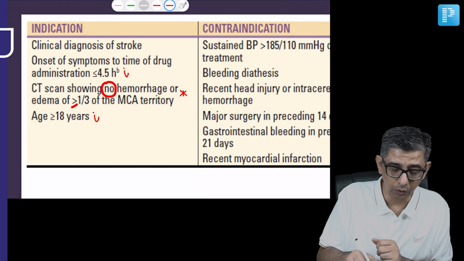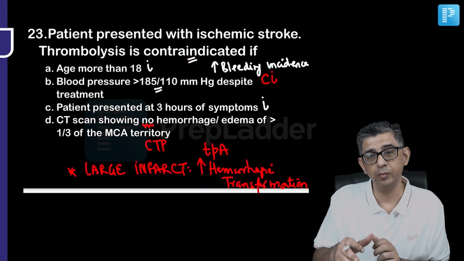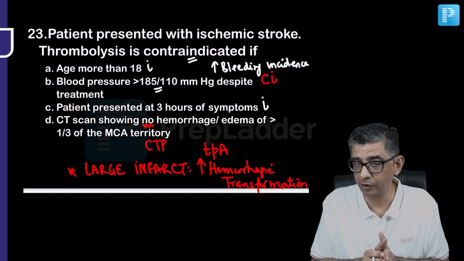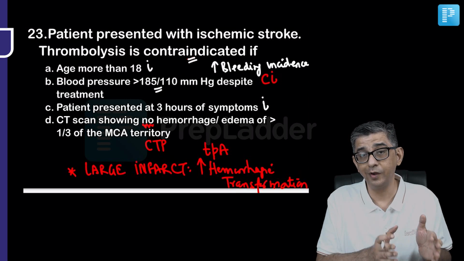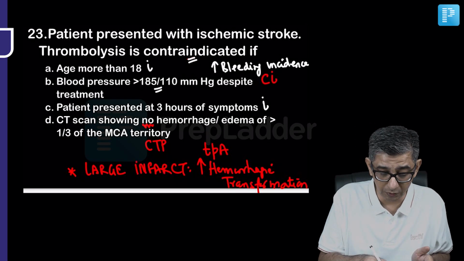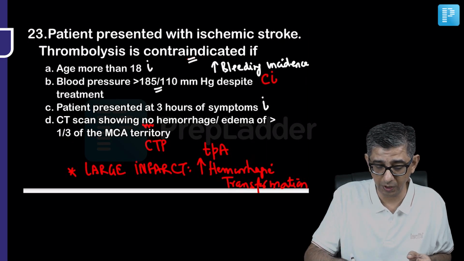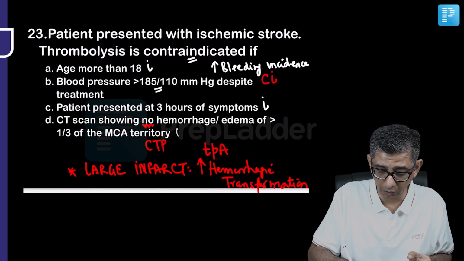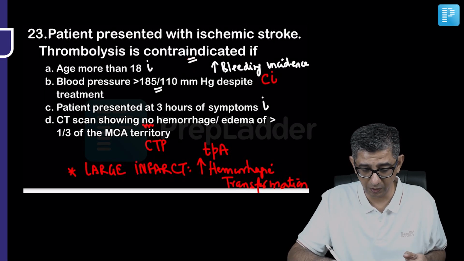So this line-to-line statement was the one that was replicated. CT scan showing no hemorrhage or edema greater than MCA territory, which basically means that the infarct is less than 1/3 of the MCA territory. The meaning of this statement is less than 1/3 of the MCA territory. So this is again an indication for doing thrombolysis in an individual. There are 3 indications that I've discussed in this particular question.